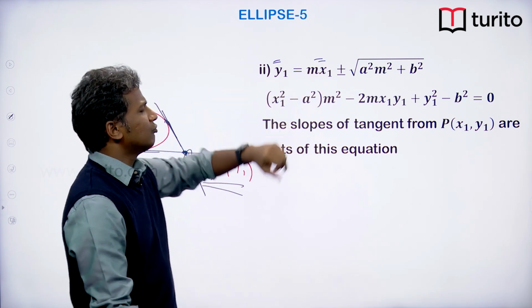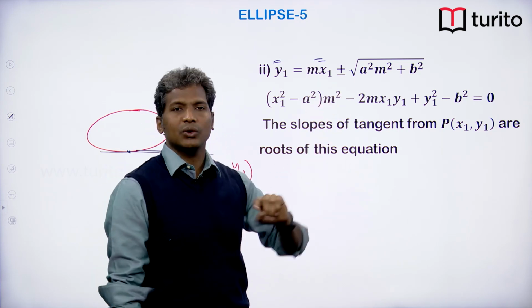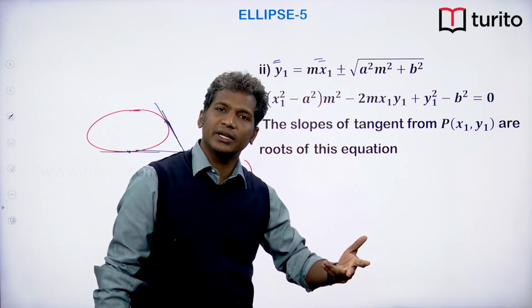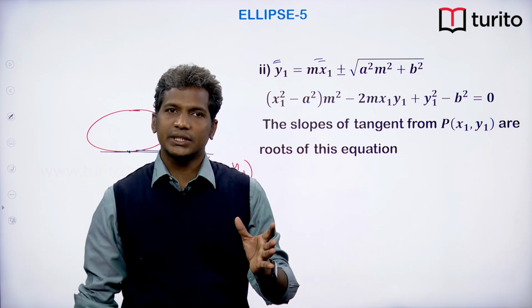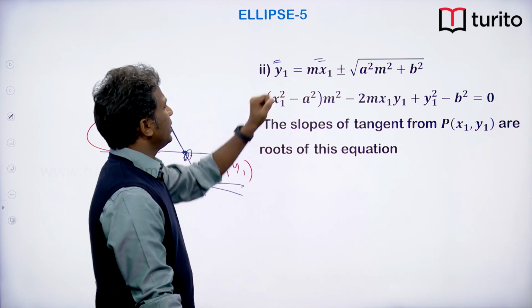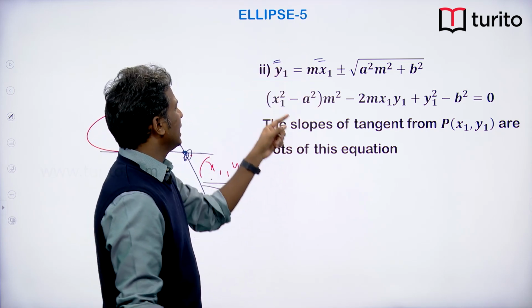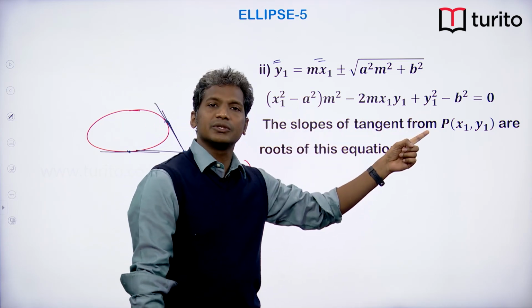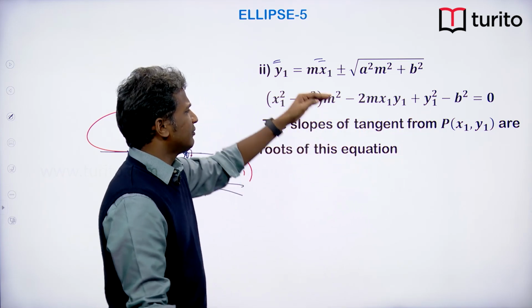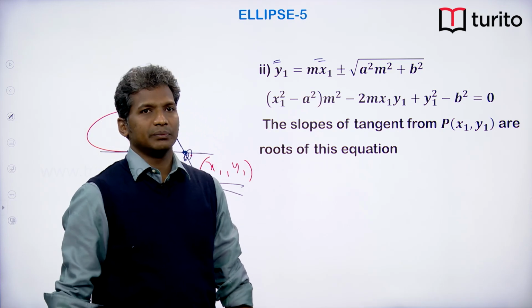Now in this, what are the unknowns? If the ellipse is given, a and b are constants. If the point is given, x1 and y1 are constants. So what is the variable here? m is the variable. So if I take mx1 this side and square this, I will get one quadratic equation in terms of m. Now if I solve this equation, I will get 2 roots for m.